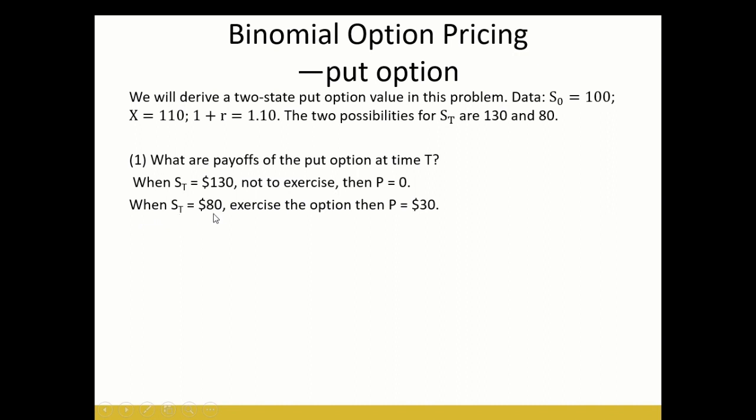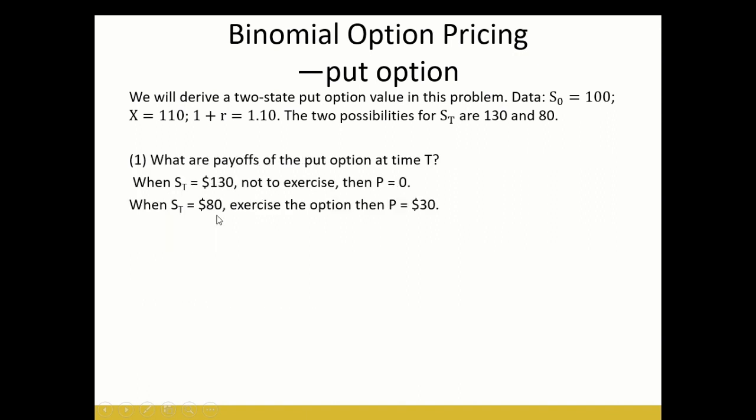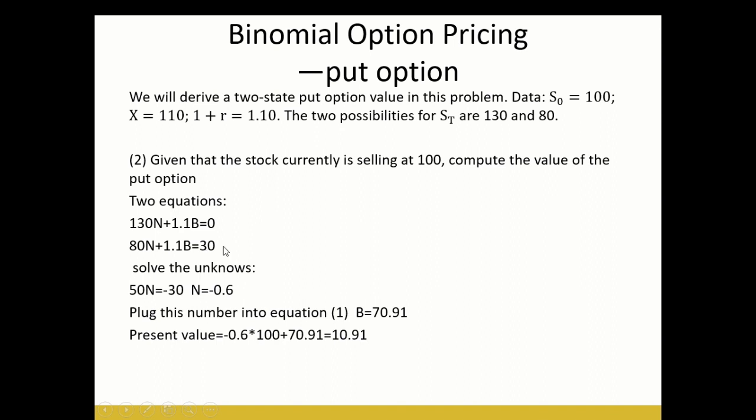If ST is $80, so 110 minus 80, this is positive. So we will choose to exercise the option. So the P is $30. So now we have these two equations. First, in the up state, 130 times N shares plus 1.1 times B is equal to zero. From the last slide, we know this is the payoff for the put option in the up state. In the down state, we have 80 times N plus 1.1B is $30. This is the down state for the stock price, but this is a positive cash flow situation for the put option buyer.